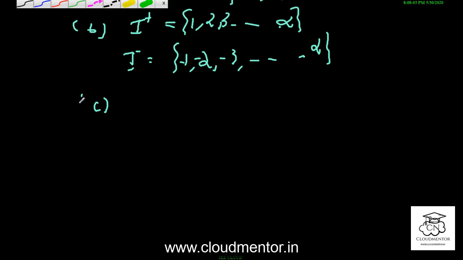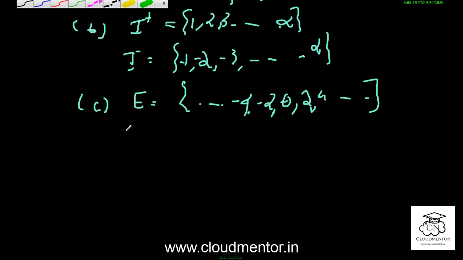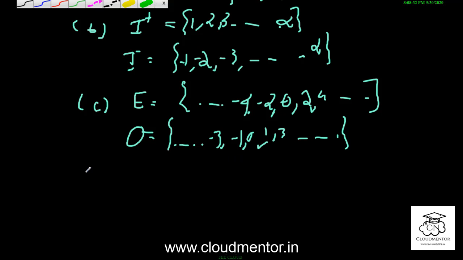Also the set of even integers or odd integers can be represented by letters, capital E for the even integers like -4, -2, 0, 2, 4, etc. And for odd integers, O can be used, for example -3, -1, 1, 3, and so on.